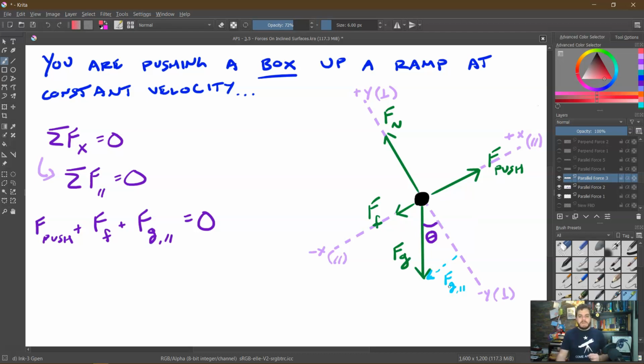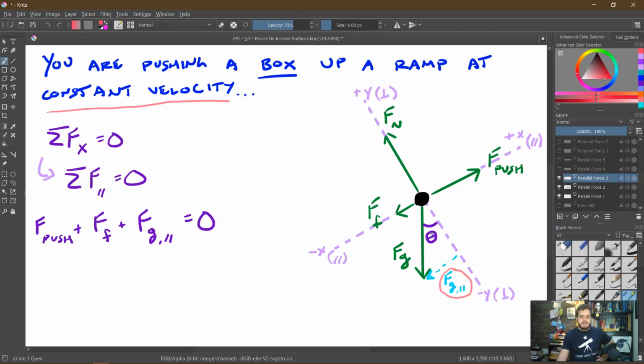So I'm going to specifically look at Fg, specifically the parallel component. So I have F push plus Ff plus Fg parallel must be equal to 0 since we're at constant velocity. Well, F push and Ff are going to stay the same, but how do I know how big this Fg parallel is? Well, let's look.